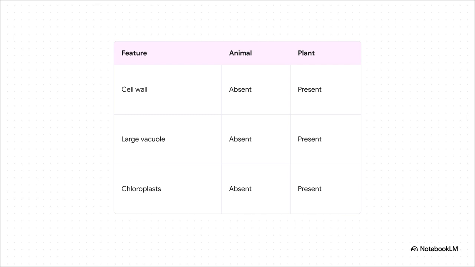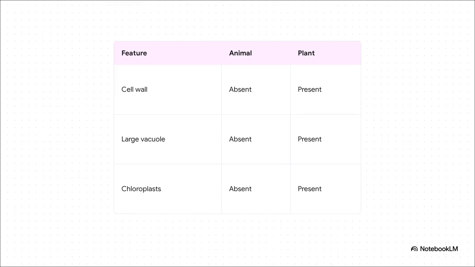But then look at onion peel cells, plant cells. Totally different story. They are highly organized, incredibly rigid, and honestly look like a microscopic brick wall. So why do they look so utterly different? Well, plants don't have skeletons, so their cells need a really tough cellulose cell wall just to keep the plant standing upright. Something we animal cells absolutely don't have.